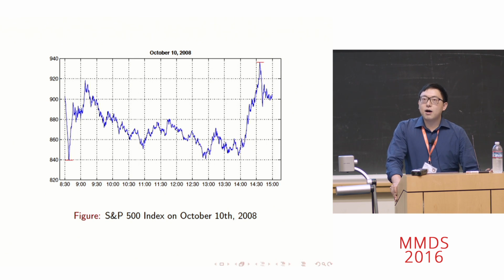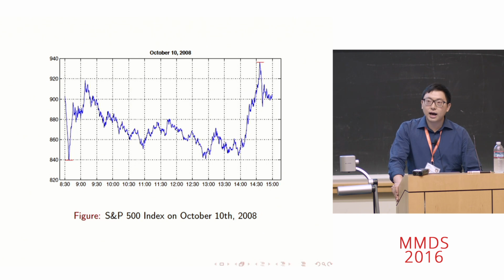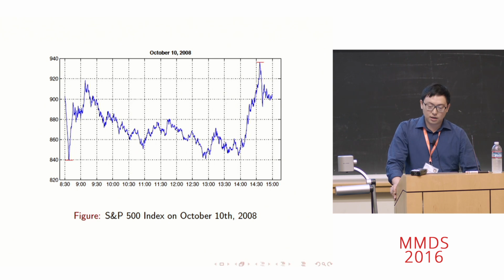If you measure the volatility for this day using intraday data, you can find that the volatility for this day is actually historically high. It's actually over 100%, extremely high volatility. But using daily returns, you will most likely miss the high volatility for this day.